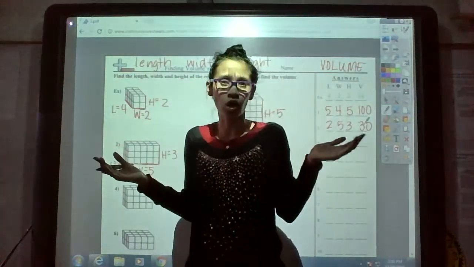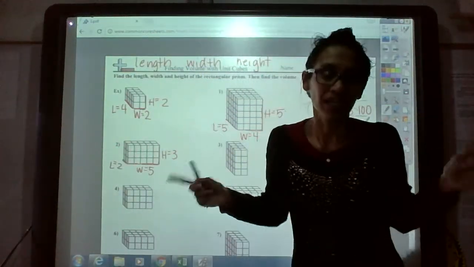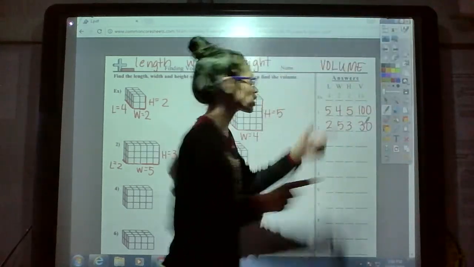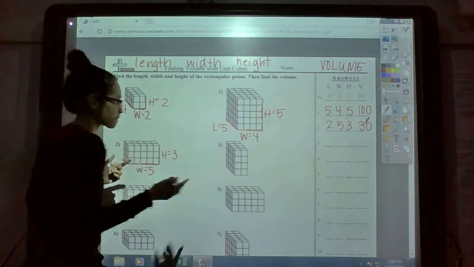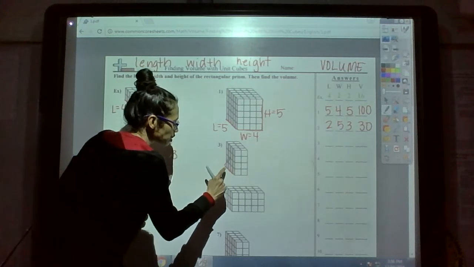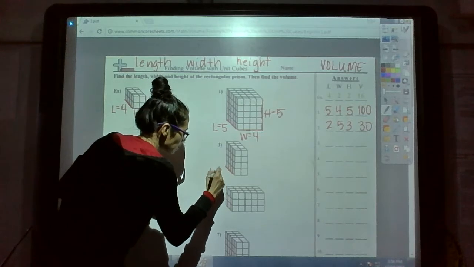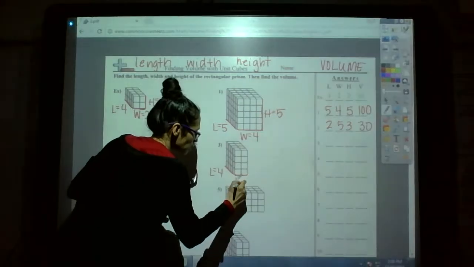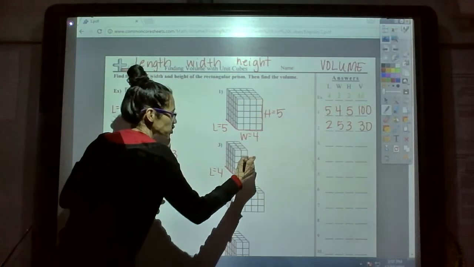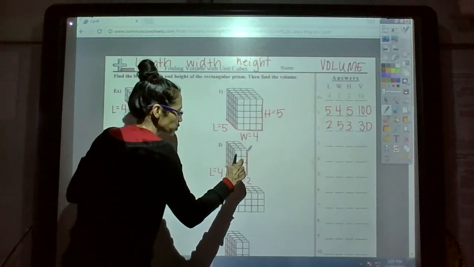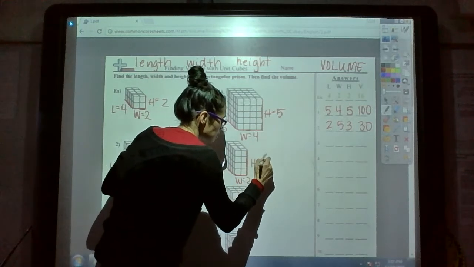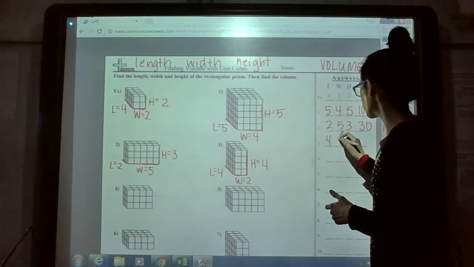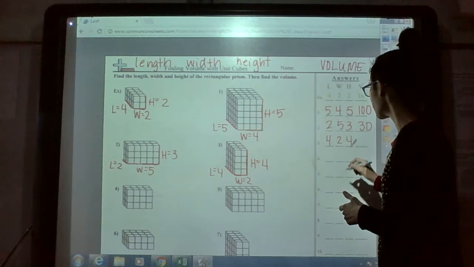All right. So, which one are we doing? Let's do number 3. I'm going to do one more, and then you can handle the rest. We have our length, our width, and our height. Where's our length? Bam, right here. Do you see 1, 2, 3, 4? The length of that is 4. And what's our width? 1, 2. The width is 2. And what's our height? 1, 2, 3, 4. The height is 4. Let's write that down over here. The length is 4. The width is 2. The height is 4.